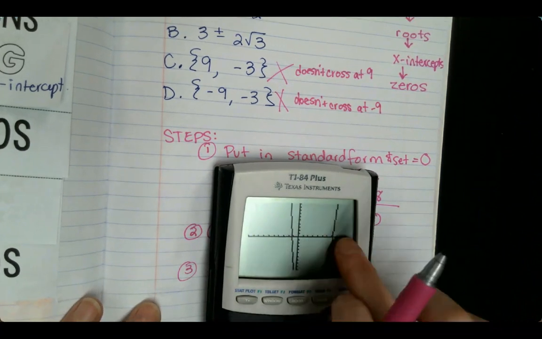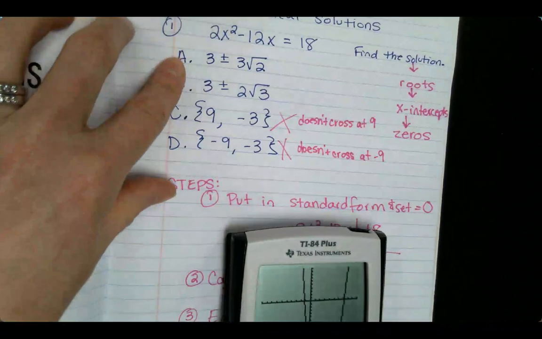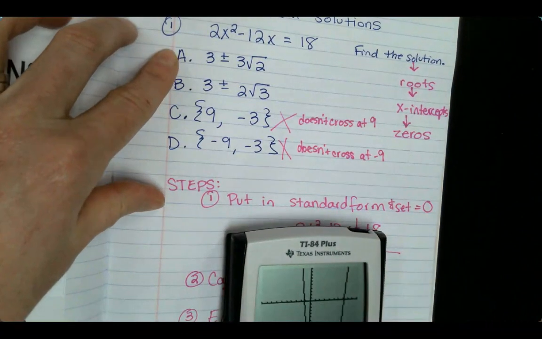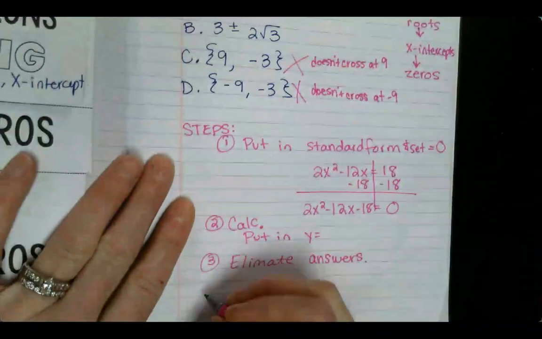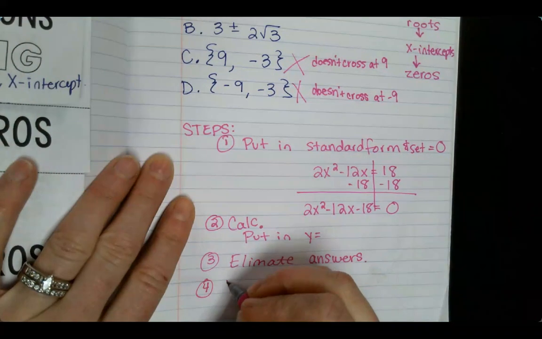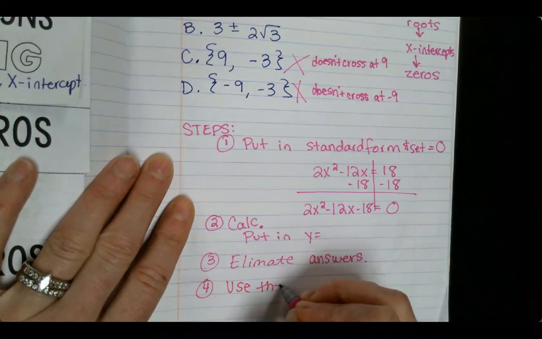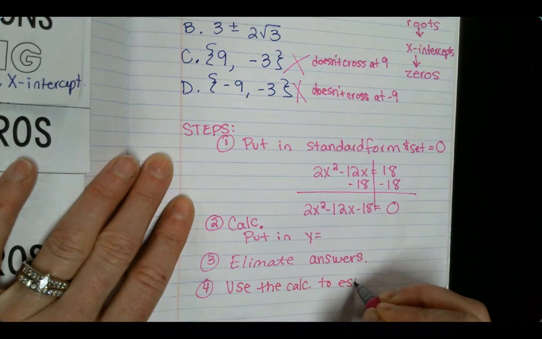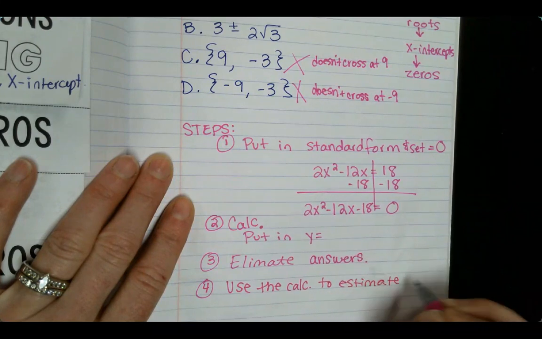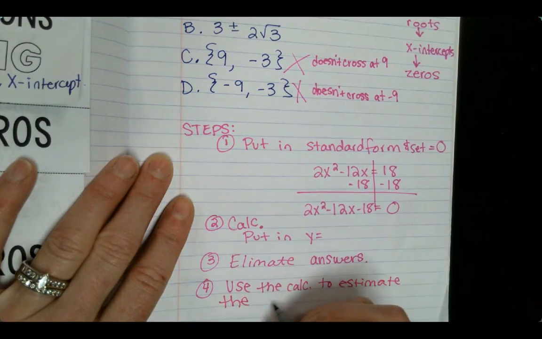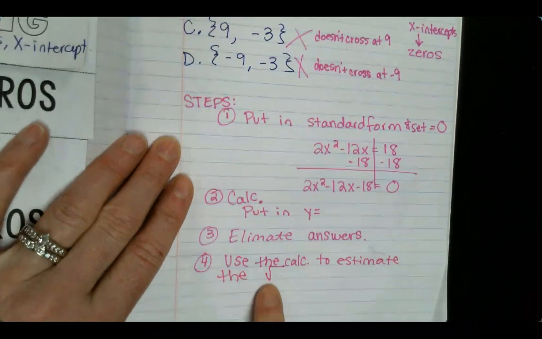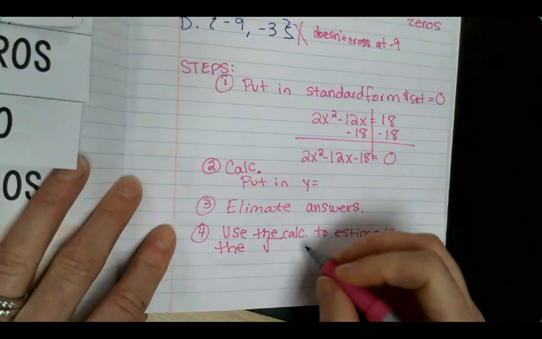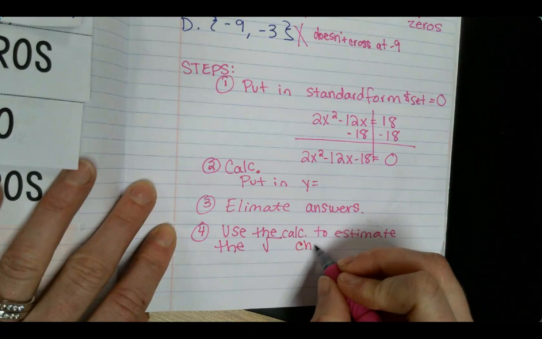Okay, so now we got to find out what those are. So we've actually got to use our calculator to estimate these. So number 4, use the calculator to estimate the radical, the square root choices.